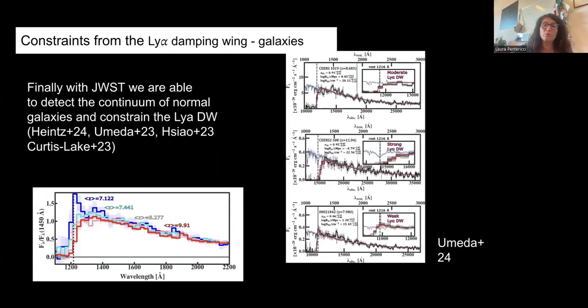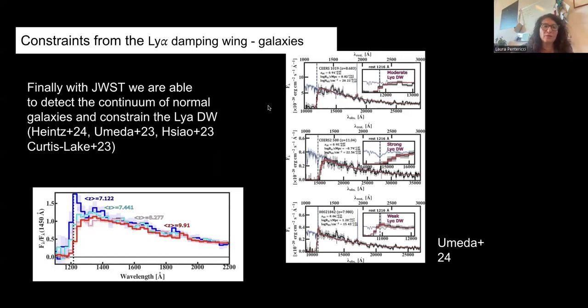This was not possible before JWST, simply because galaxies are much fainter than quasars and GRBs, so from the ground you could not get spectra with such good signal to noise to be able to analyze the damping wing effect. Finally, with JWST, we are able, although we cannot always detect the effect in single galaxies, only in the brightest sources. So some people are putting together lots of galaxy spectra and stacking them together.